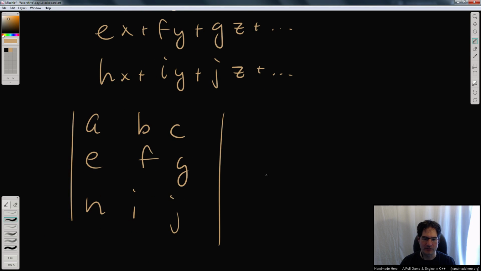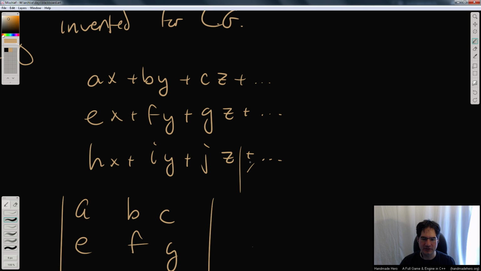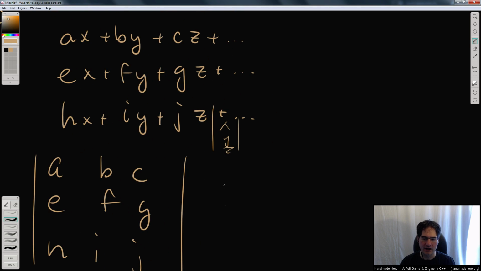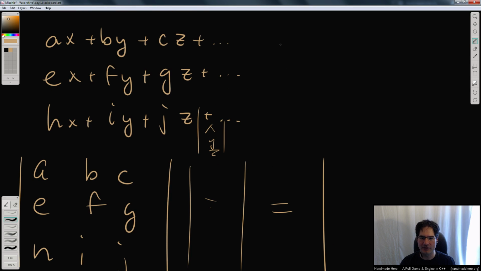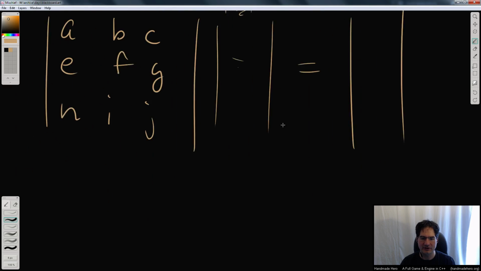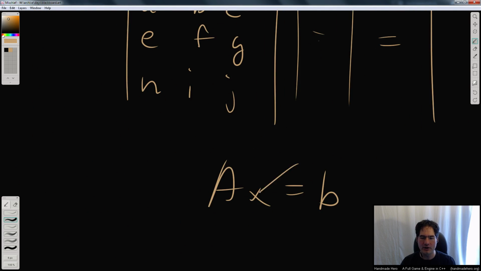Normally you put x, y, and z into a vector of unknowns, and you'd say, okay, we've got some product here, and then equals whatever was on the other side of the equation would be out here in something called a b vector, and you'd end up with something called Ax equals b, which is the standard matrix problem. We don't care about that at all right now.